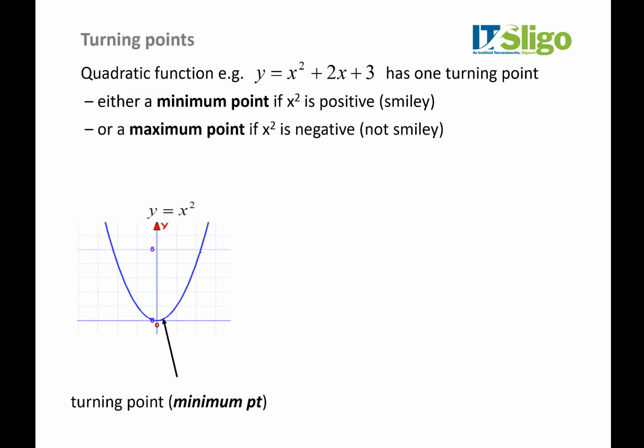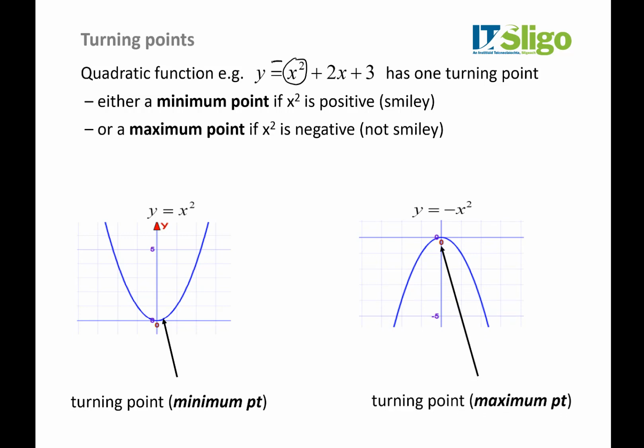Or we can have a maximum point if the x squared value is negative. So if there was a minus in front of the x squared, then we get a not smiley curve, which looks like this. And the turning point there is a maximum point. So we can identify the type of turning point we have with a quadratic by looking at the x squared value. Is it positive or negative?